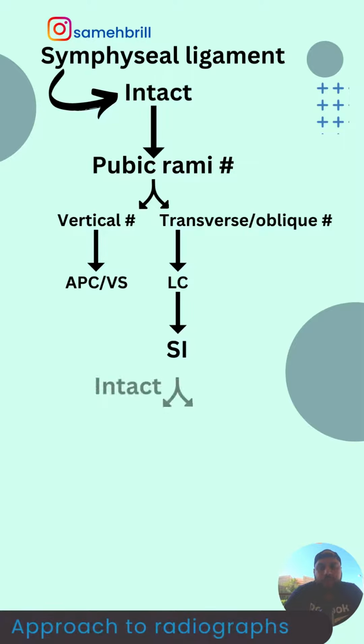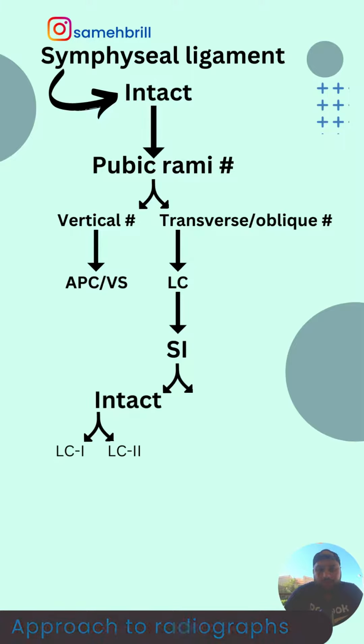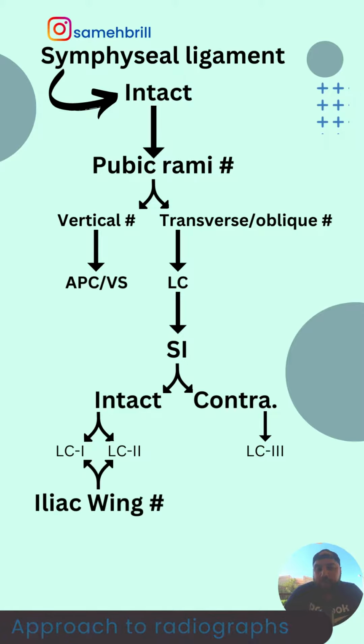If the sacroiliac joint is not disrupted, that means that it might be an LC1 or an LC2. If it's disrupted on the contralateral side, that's an LC3 for sure. Now, in order for us to differentiate between LC1 and LC2, I take a look at the iliac wing. If there is a fracture in the iliac wing, that's an LC2. If there is no fracture of the iliac wing, that might be an LC1.